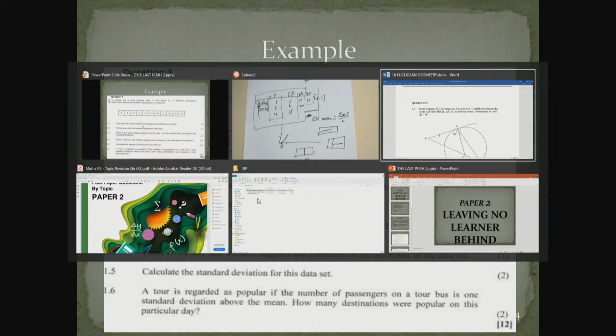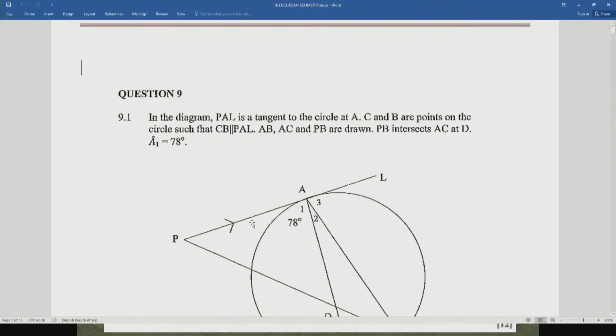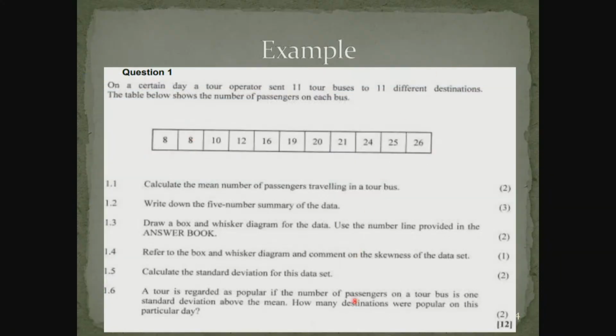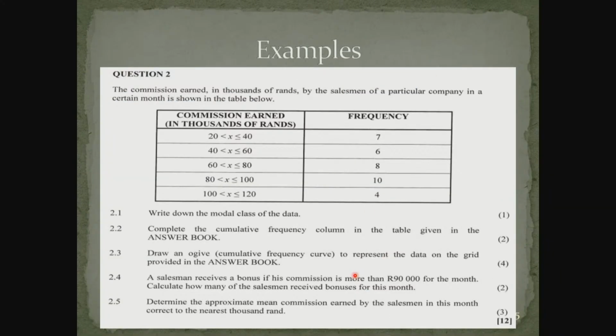Okay, right, let us now go back to our presentation. Again, now go to the next slide. Then we have question 2. Now this question talks to what? It talks to the box and whisker and the cumulative frequency. The very first question, from grade 10, is: write down the modal class of the data.